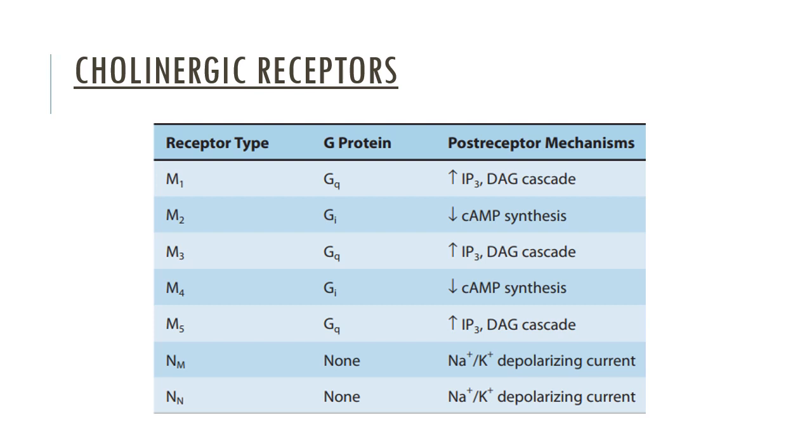And after that, the receptor type M3. These M3s at various places have got a stimulatory effect. Here the G protein is Gq. Again IP3 increases and DAG cascade increases. M4, M5, they are also given over here. M4, the G protein is Gi, cyclic AMP decreases. With M5, the G protein over here is Gq, IP3 level increases and DAG.